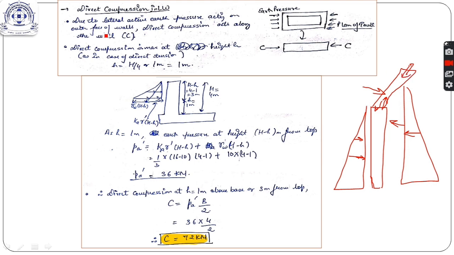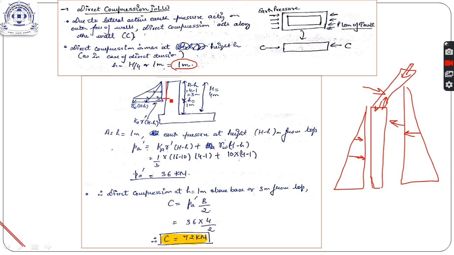So we use the term direct compression here, not direct tension, because of the position of load on the outer face. The direct compression in the long wall will be maximum at a height of small h from the bottom, as we have already studied earlier. So it will be 1 meter, h by 4 or 1 meter. Now we first calculate the earth pressure at this particular point. What will be the earth pressure here? Ka into gamma dash into (H minus h), plus gamma w into (H minus h).